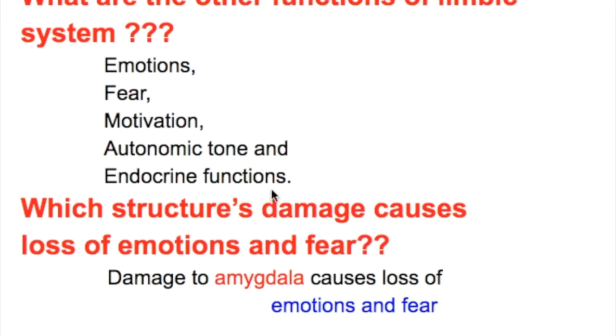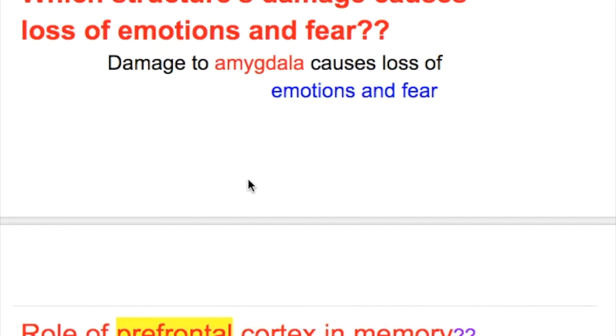What are the other functions of the limbic system? Emotion, fear, motivation, autonomic tone, and endocrine function. Which structure's damage causes loss of emotions and fear? Damage to the amygdala causes loss of emotion and fear.